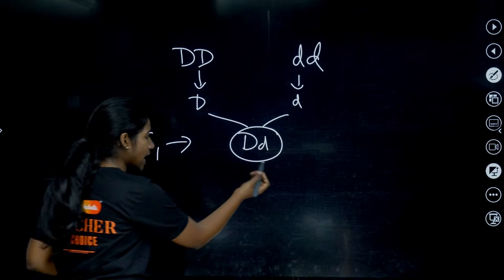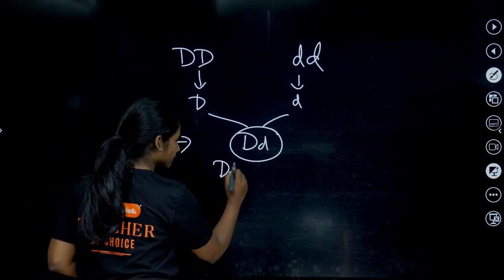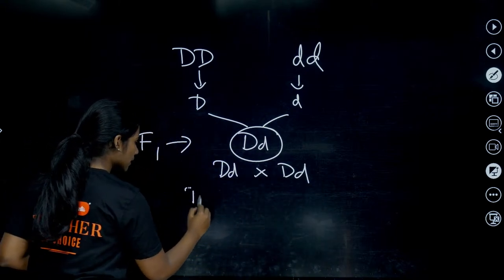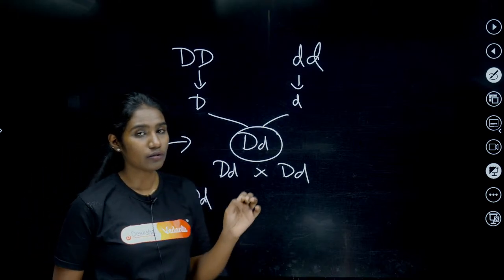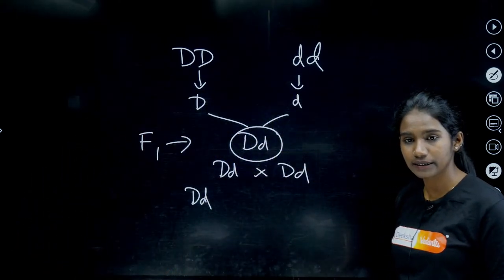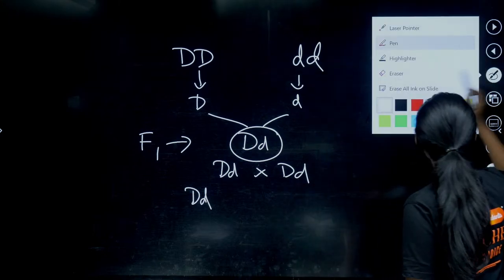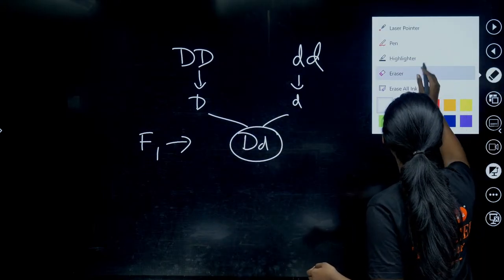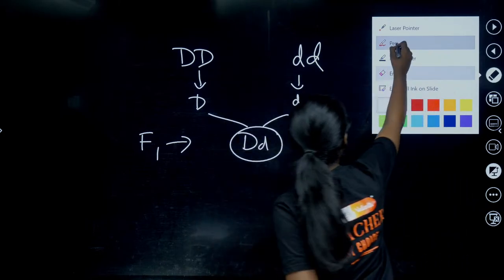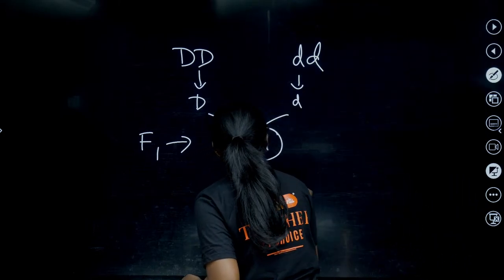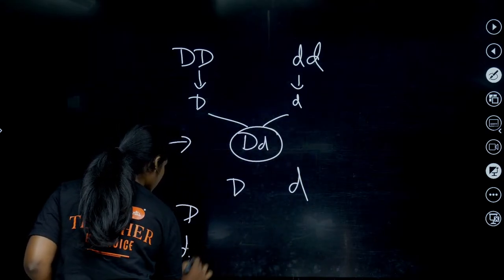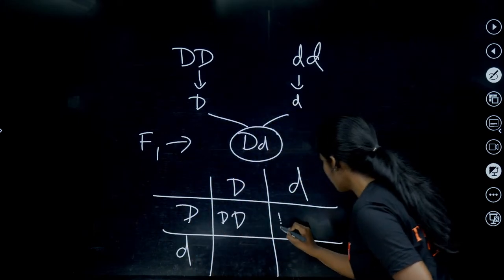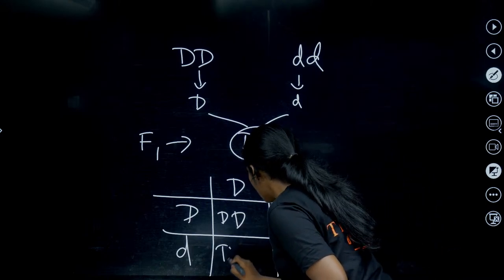Okay, and next, when you self cross this, you will get the 1:2:1 ratio, the same thing, right? Let me draw that. Capital D, small d. You will get capital D capital D, capital D small d, and then capital D small d.